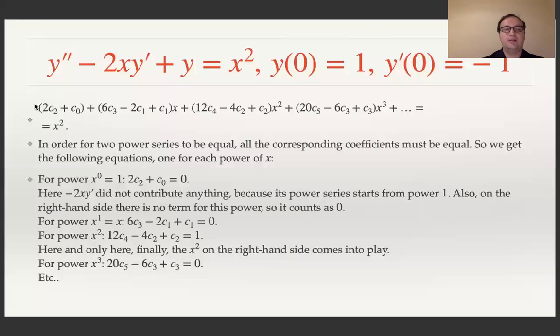All right, so I have written this again on this page. We have the power series for the left-hand side of the equation is equal to the power series for the right-hand side of the equation. In order for these two power series to be equal, all the coefficients of the power series on the left-hand side must be equal to the corresponding coefficients of the power series on the right-hand side. So let's go by degree, so by the power of x.